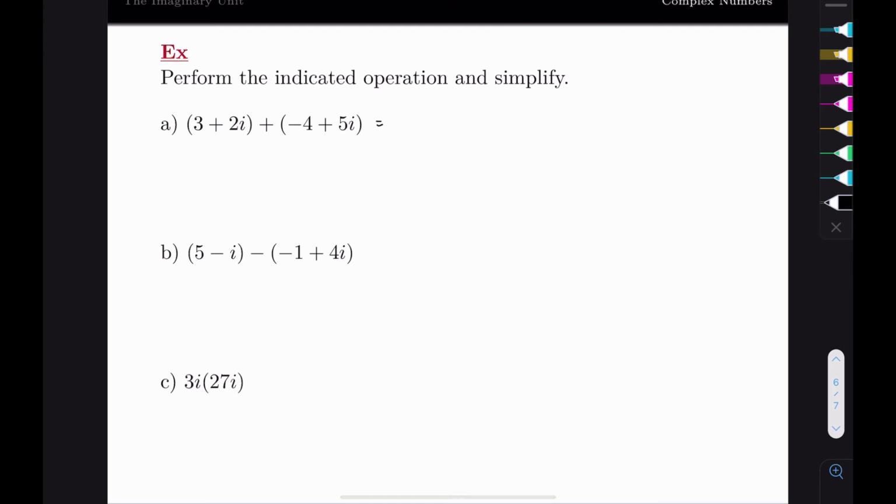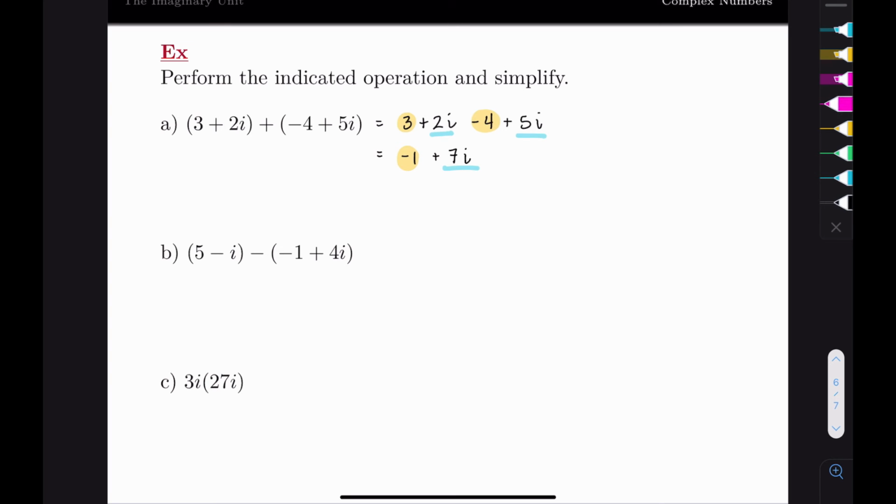So starting with this one, we have one complex number plus another. Really, I don't need any of these parentheses here, so you can just write it out completely as 3 plus 2i, and then it's minus 4 plus 5i. So I want to look at the pieces that are alike. I have 3 minus 4, so I can combine those to negative 1. And then I have my imaginary part, which is positive 2i plus 5i. Those combine to positive 7i. And that is our simplified complex number.